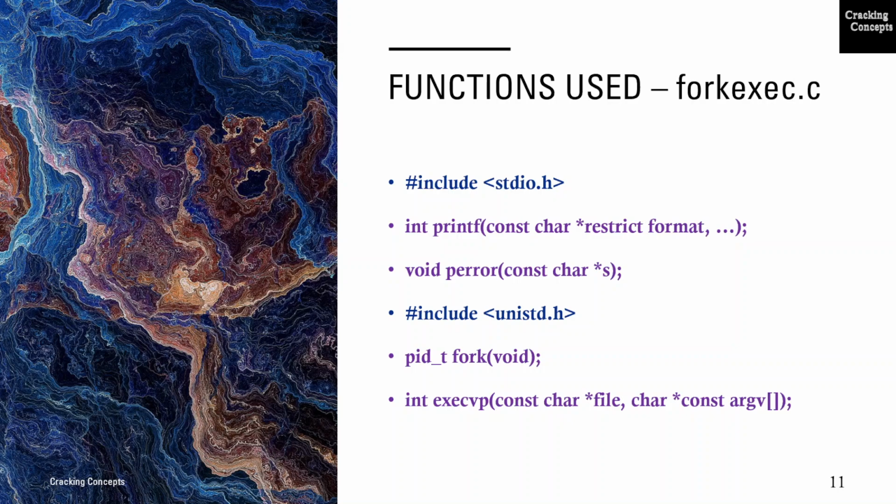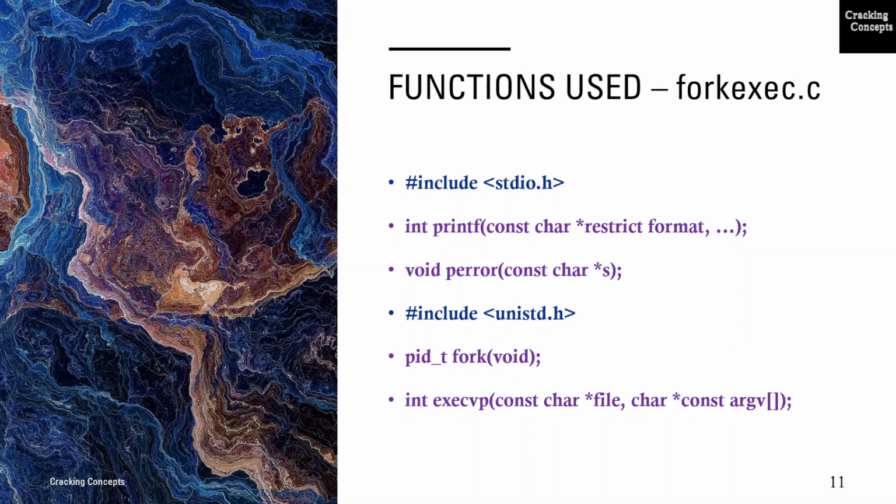Now we'll look into the functions that are used in the program forkexec.c, where we'll create the child process using the fork function, and where we'll be replacing the child process image with that of myadder.c using the execvp function.